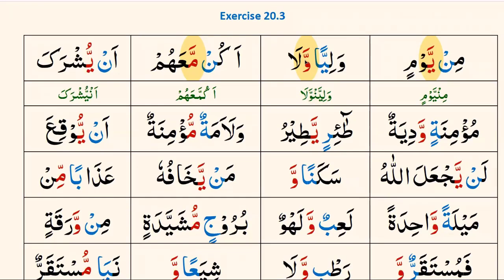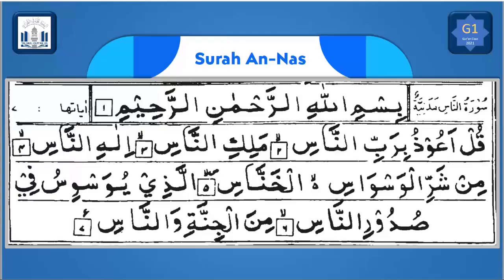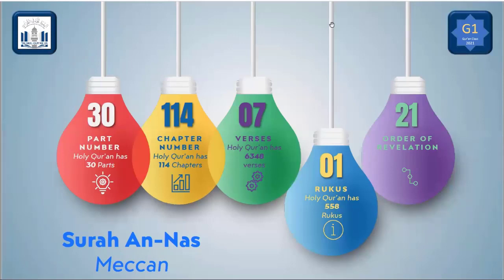Vaw mushaddad here. Okay. So now the surah that we're going to be practicing today is Surah An-Nas, and it was a surah that was revealed in Mecca. It's in part 30 of the Holy Quran, in the last part, and it's chapter 114. So the Quran has a total of 114 chapters, and this is the last chapter of the Holy Quran. It consists of a total of 7 verses and just 1 ruku.